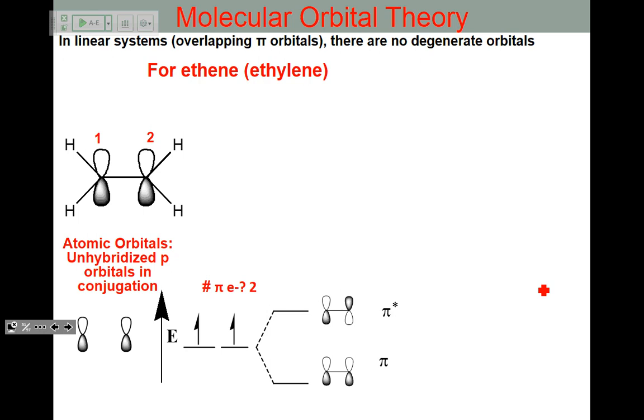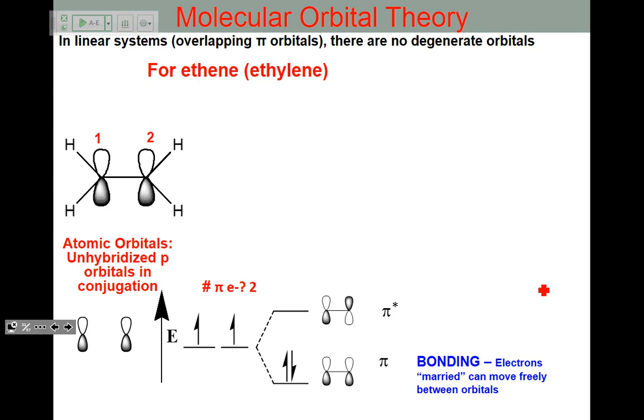Oftentimes you'll see the HOMO and the LUMO as pi and pi star. But you don't necessarily have to label them like that, but you often see it. Now remember, that means we're starting with 2 pi electrons. So we're going to fill the lowest level first before we go up. And we always pair before we go up in level. This you learned from general chemistry. So that's nothing new. So our bonding electrons can freely move between both of the orbitals.